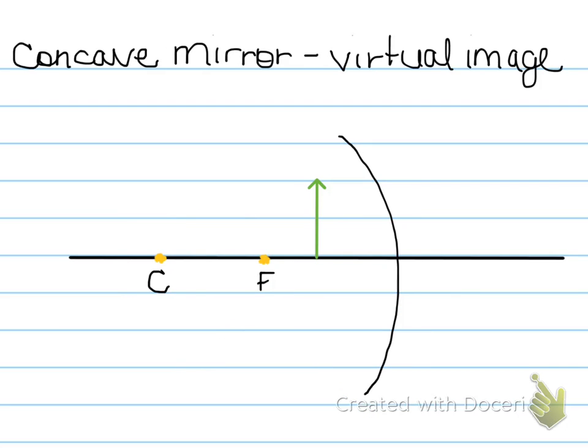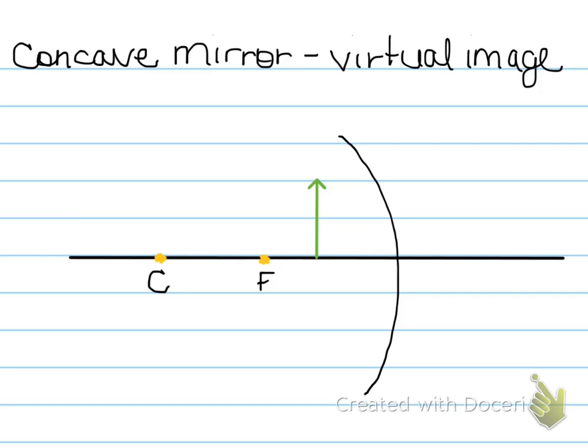Okay, so looking at concave mirrors with virtual images now. So how to draw a ray diagram to show this. A virtual image is created when the original image is actually close to the mirror, so in front of the focal point. So again, you're going to need to use three rays to show this ray diagram.